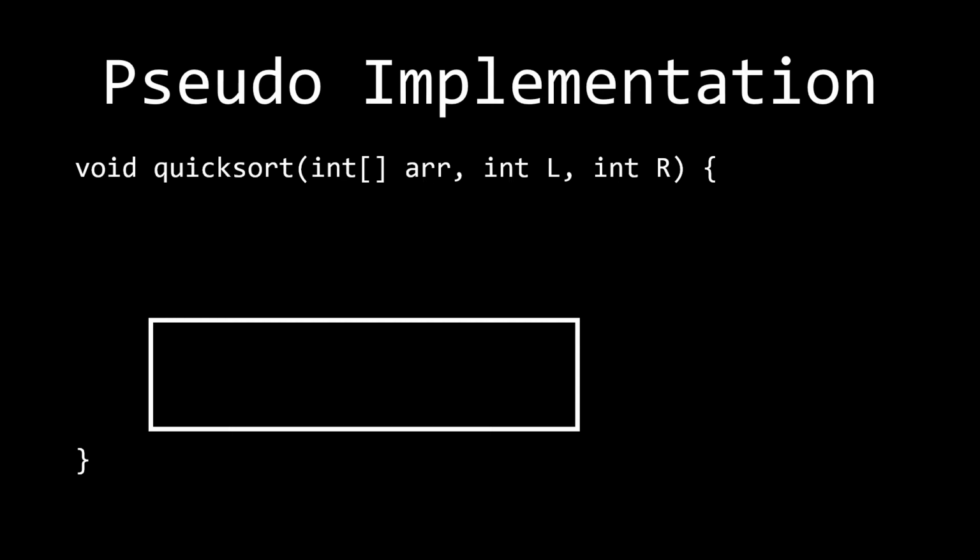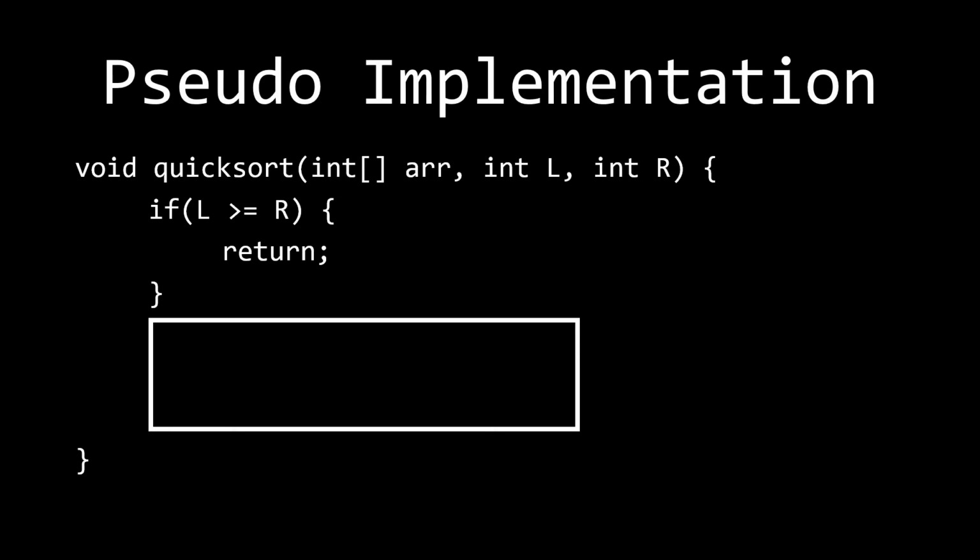Since it's recursive, let's handle the base case. The base case is if L is greater than or equal to R. That just means that our subarray only contains one element or no elements. If L is equal to R, that means it's pointing to the same element. So one element or no elements, then all we have to do is return.